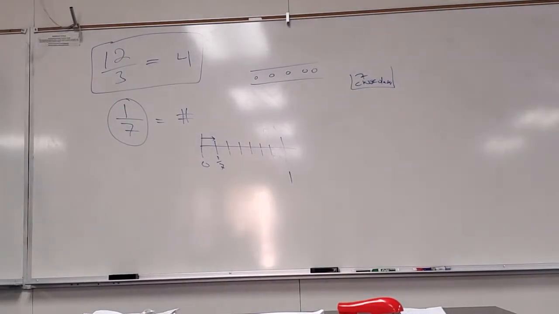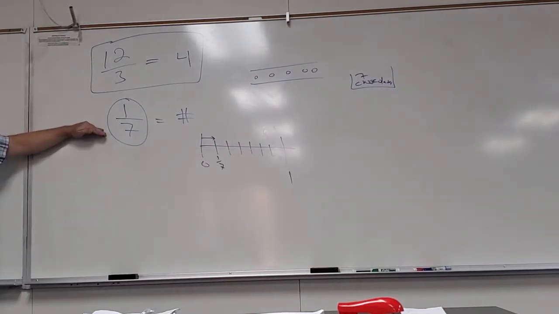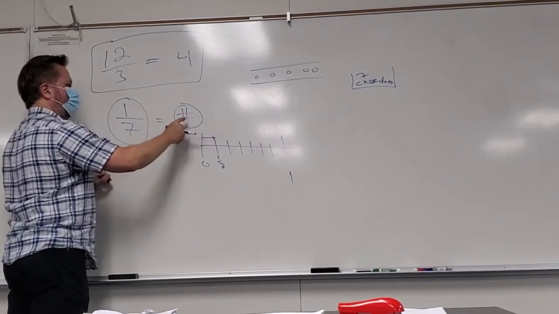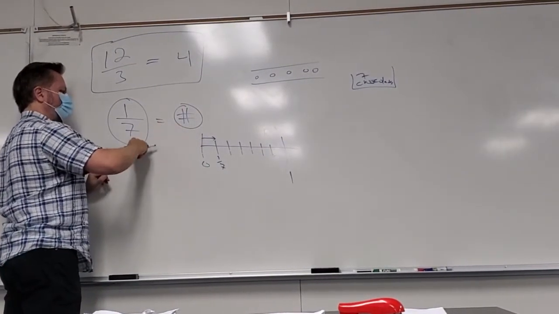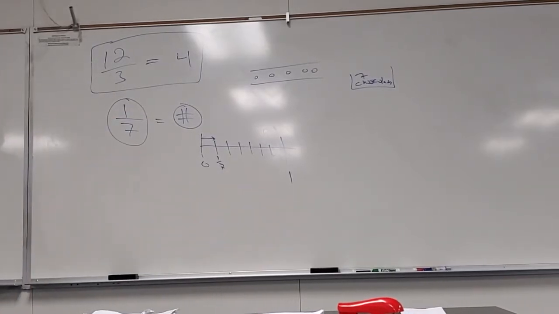So let me ask again. Do you guys understand what my point was here? This does equal some number. That number is how many 7s it takes to make 1. Okay, maybe.